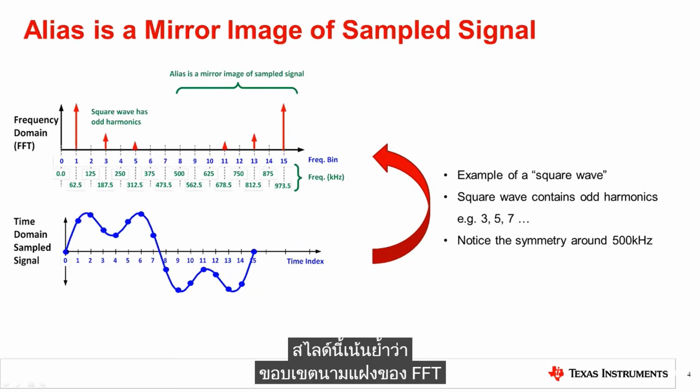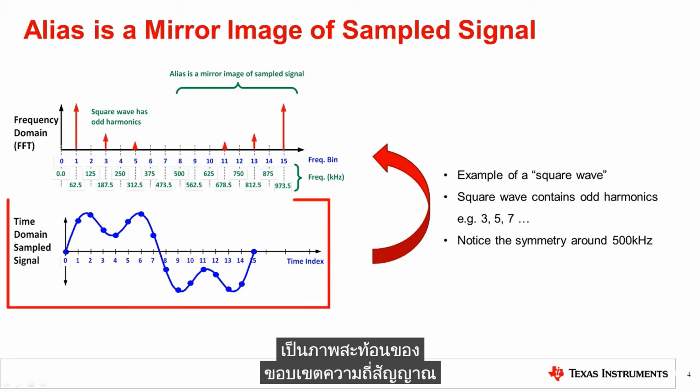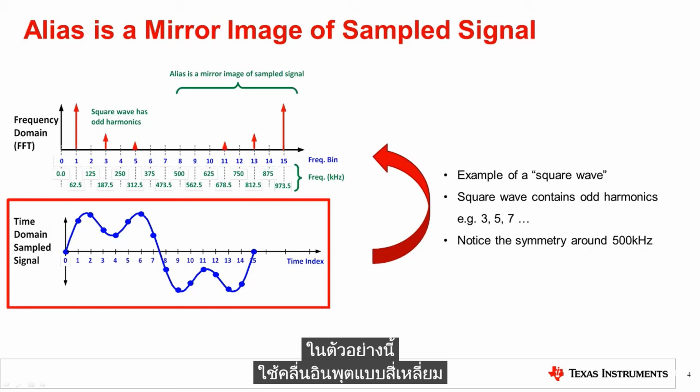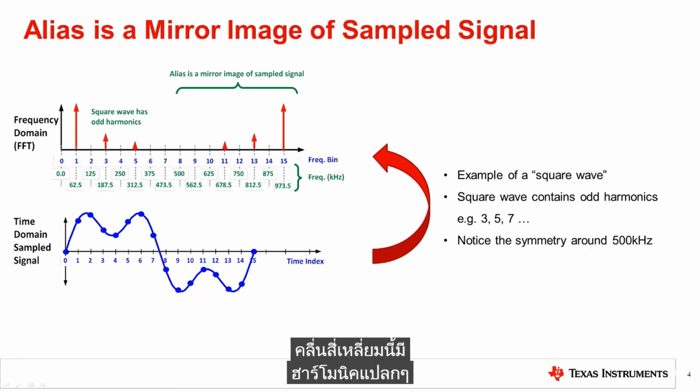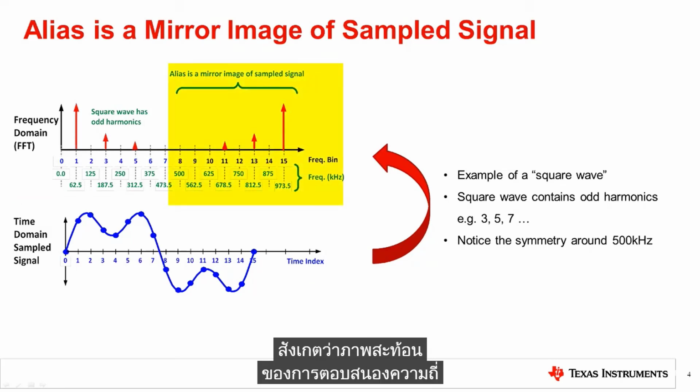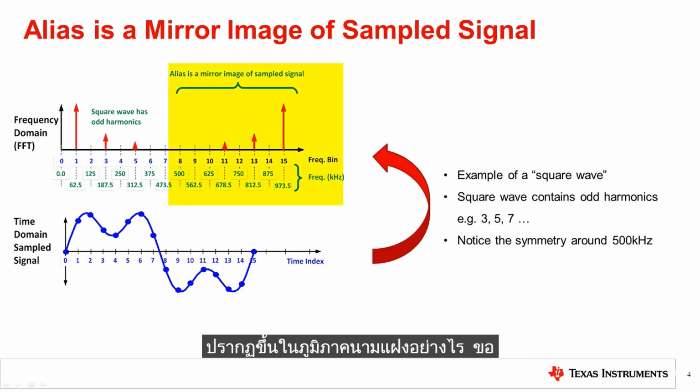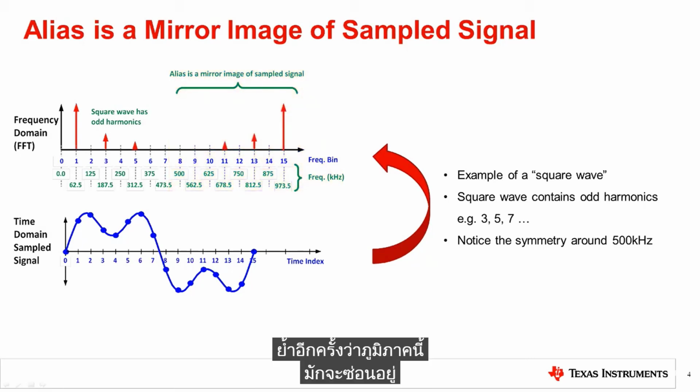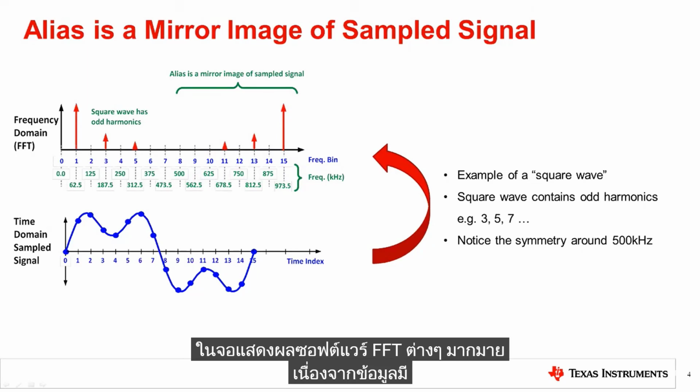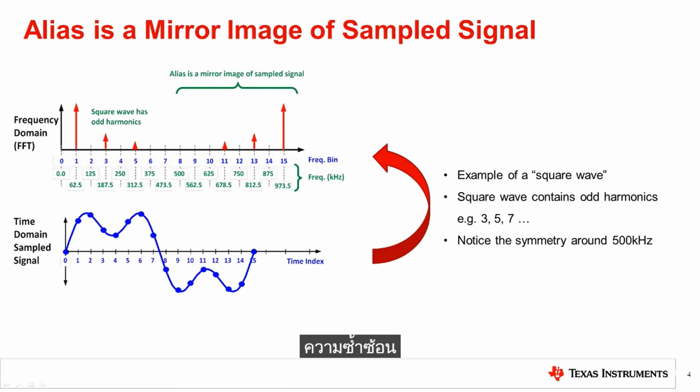This slide is to emphasize that the alias region of the FFT is the mirror image of the signal frequency region. In this example, a square input wave is applied. This square wave has some odd harmonics. Notice how the mirror image of the frequency response shows up in the alias region. Again, this region is often hidden in many different FFT software displays as the information is redundant.